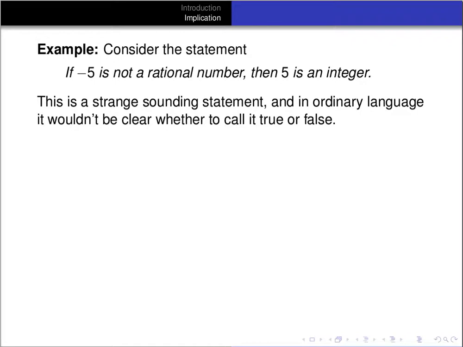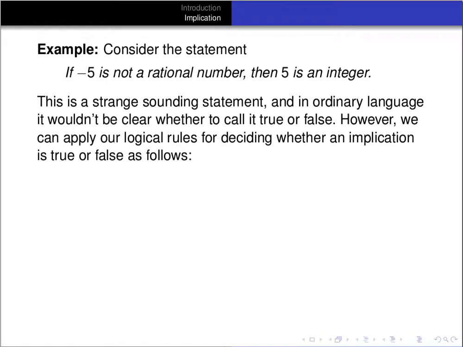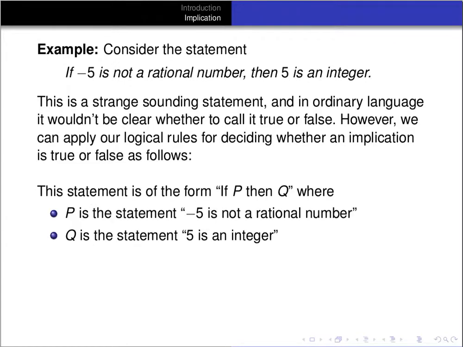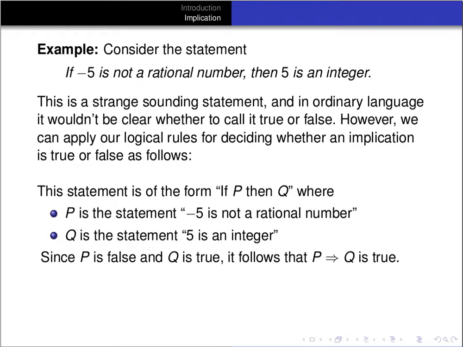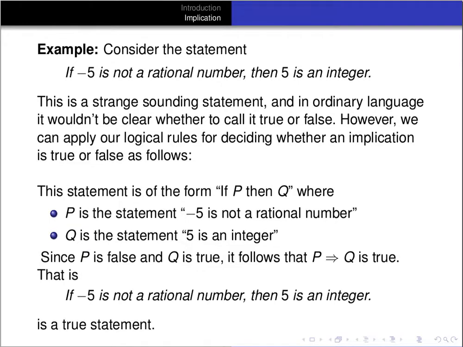But in logic, this is a well-formed statement, and so we can apply our logical rules for deciding whether an implication is true or false. So we can view this as a statement of the form if P then Q, where P is the statement -5 is not a rational number, and Q is the statement 5 is an integer. Okay, P is false and Q is true. So according to our truth table for P implies Q, it follows that P implies Q here is true. That is, the statement if -5 is not a rational number, then 5 is an integer. That's a true statement.